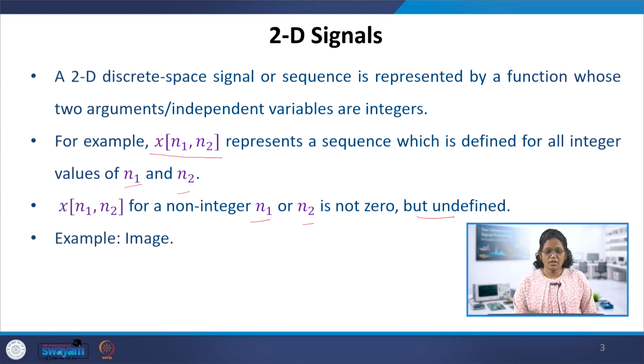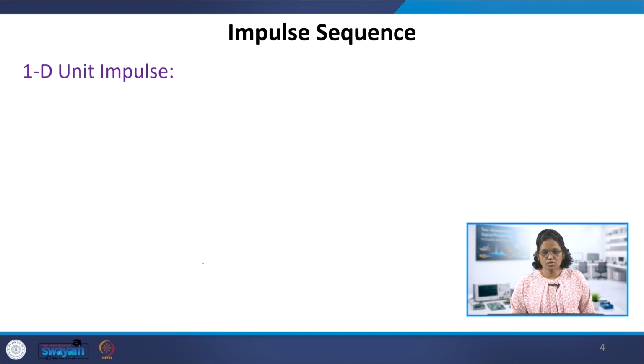For example, in the image which I have given you, a 3-bit image, the pixel value at x equal to 1 and y equal to 1, or x equal to 2 and y equal to 2, or x equal to 1 and y equal to 2, is different and depends on x and y. These are the independent variables in the image example we took. Now, coming to the basic sequences we saw in the 1D case, we will extend those basic signal models to 2D as well.